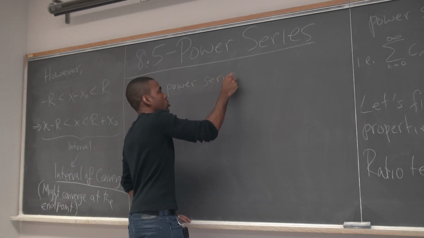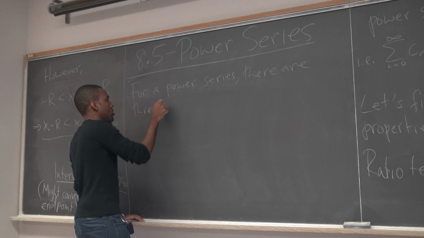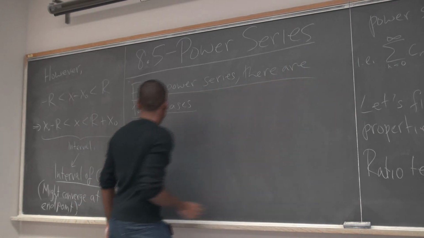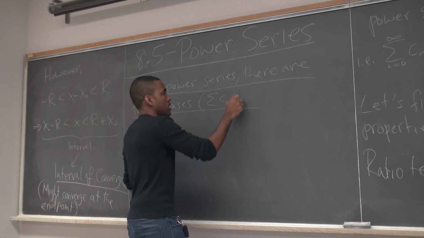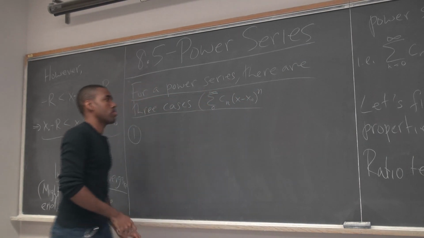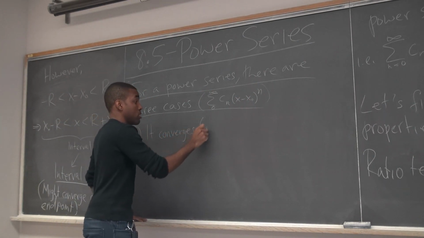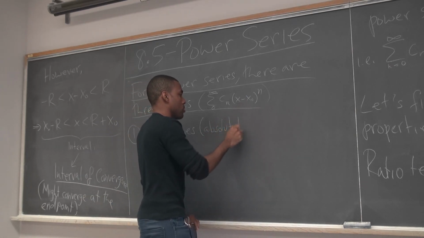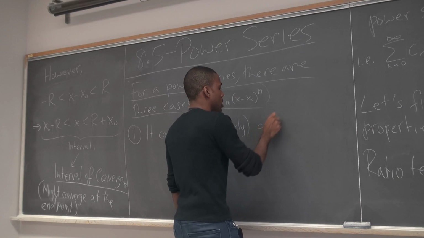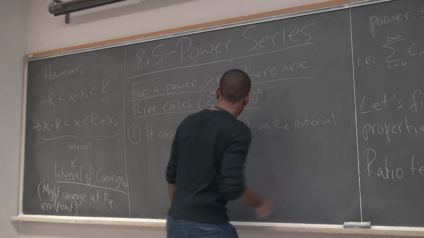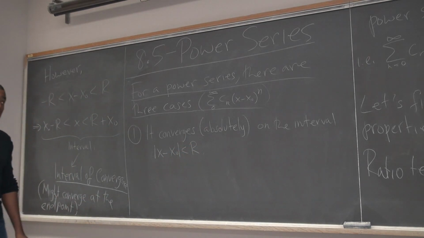What are the cases here? There are three cases. One, I'm talking about the power series, the sum of c_n (x minus x naught) to the n from 0 to infinity. One, I can say it converges. By the way, it converges absolutely, which is pretty important. It means it won't change if I rearrange the terms. It converges on the interval where the absolute value of x minus x naught is less than r. So that's one thing that can happen.